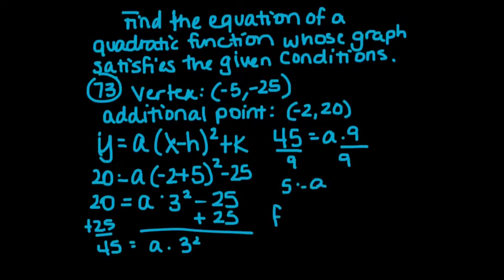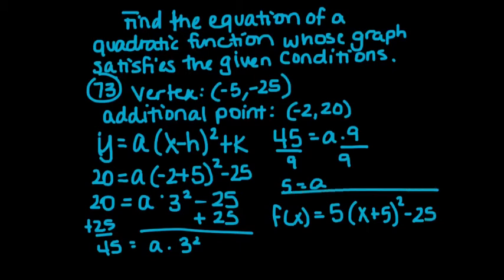So writing the equation of my function, I have f of x equals 5, now that I know that a is 5, times the quantity x minus a negative 5, that's the x-coordinate of the vertex. X minus a negative 5 is the same as x plus 5, quantity squared, and then the k as it is would be a minus 25. Again, it doesn't specify what form I have to write this in, so vertex form is fine.